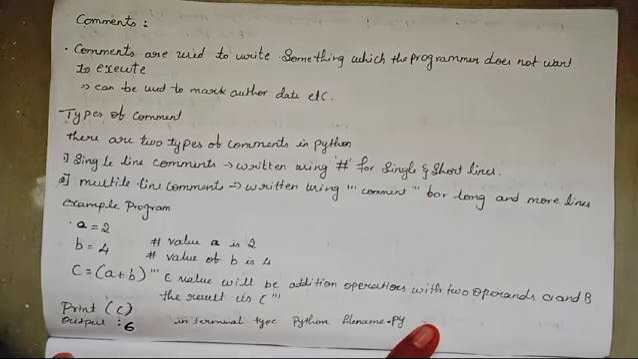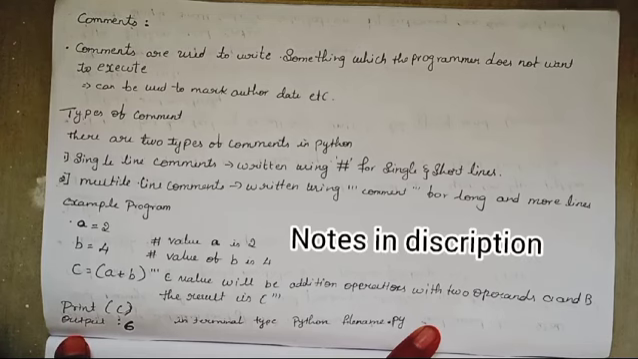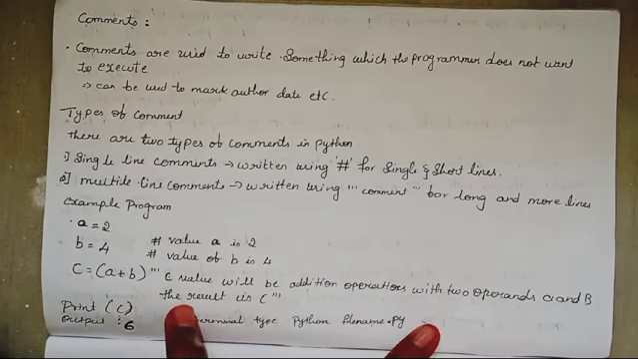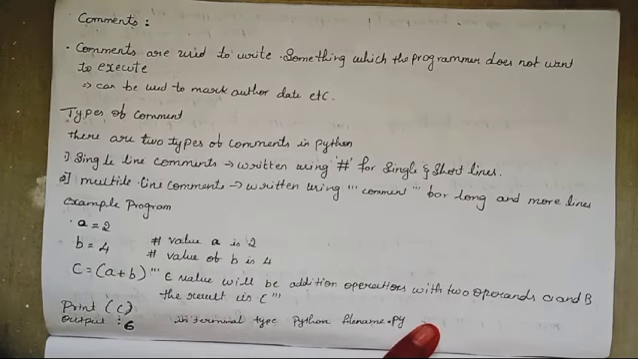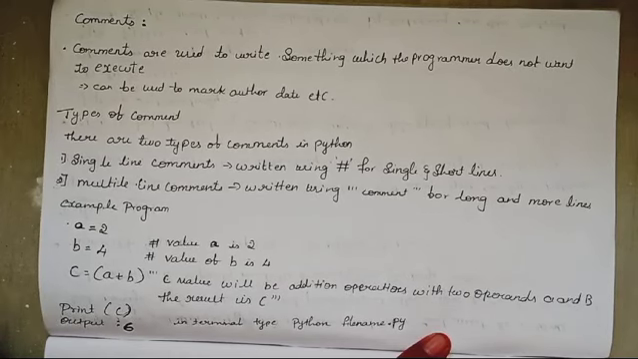Example program. Here, a is a variable storing the value 2, b is a variable storing the value 4, and c is a variable storing the value of a plus b. print c gives the output 6, because the values of a and b are 2 plus 4, that is 6. Now I will explain the comments. Hash a = 2, hash b = 4. These are the single-line comments. And for the multi-line comment, the c value will be the addition operation with two operands a and b, and then the result is c. This way we can write a multi-line comment.